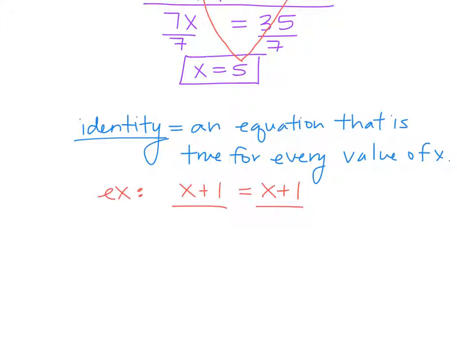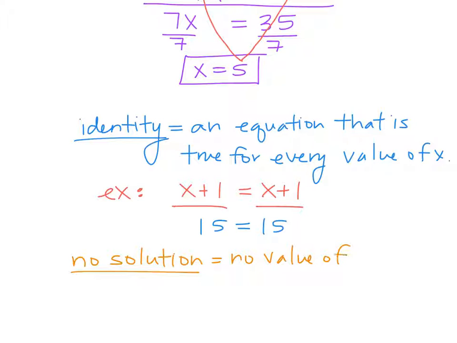Another example could be something like this, right? 15 equals 15. So your variable went away, but your two numbers are exactly the same. So those would be considered identities, okay? The other option, instead of an identity, is if you have no solution. And no solution means no value of the variable, we're just going to say of x right now, will make the equation true.